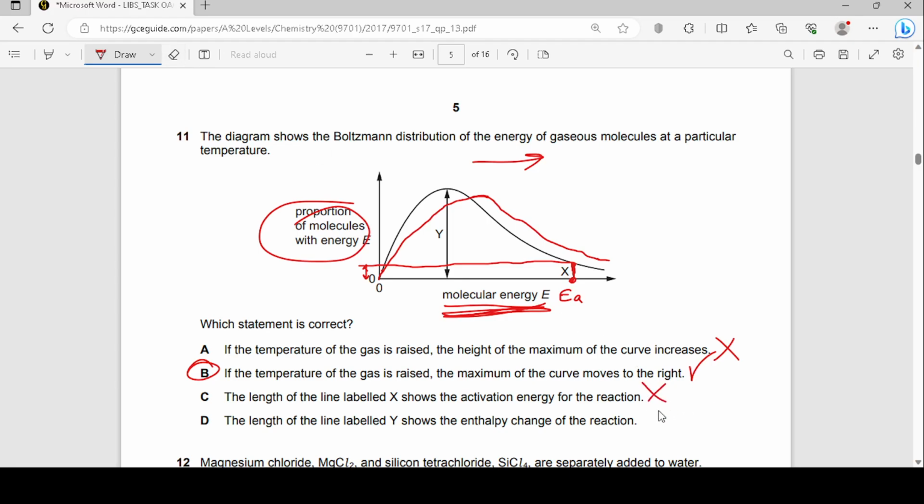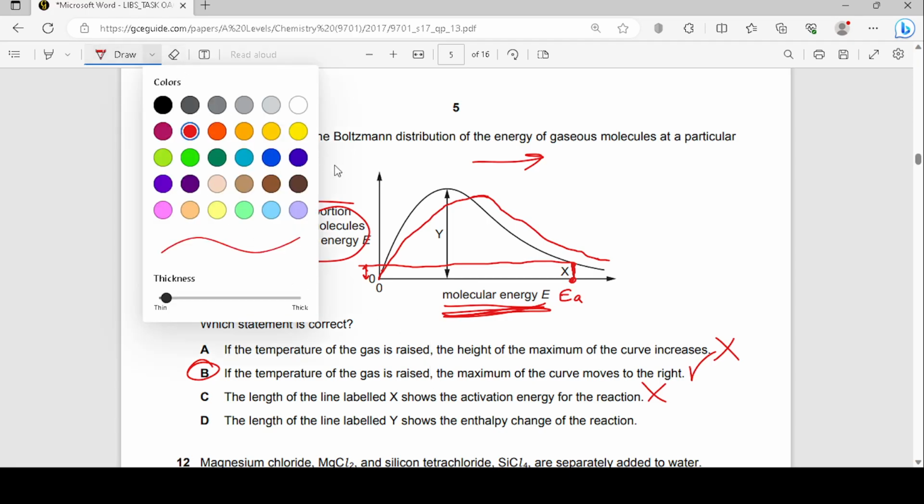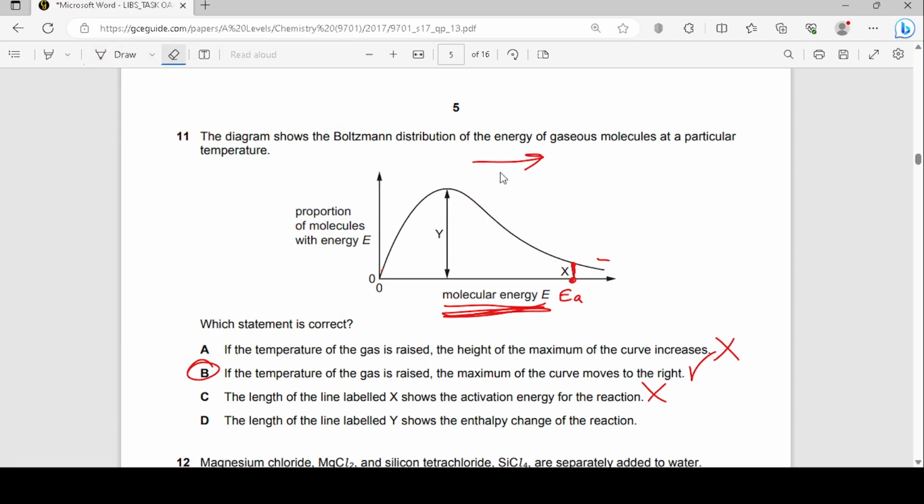So basically that means that C is wrong. Now, if I look at D, the length of the line labeled Y shows the enthalpy change of the reaction. That is wrong, because what is Y representing? Y is touching the peak, right?